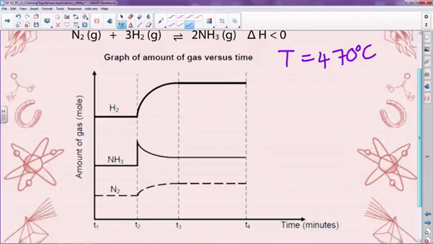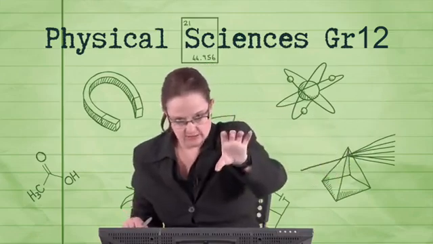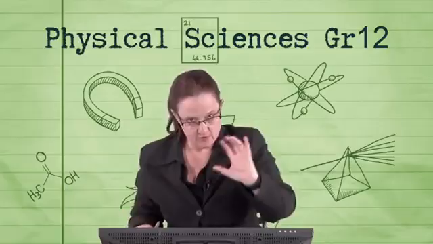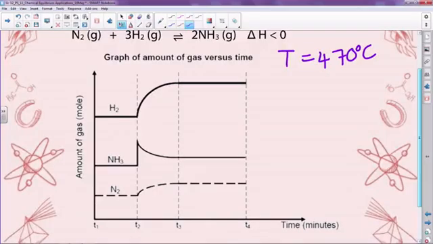Now, when we look at this, I know that we had equilibrium between T1 and T2 because all the lines are straight. The concentration remains constant. Then something happened, okay? That something shifts the equilibrium until we get to T3. At T3, this new equilibrium is established, and I know it is because the lines go straight again.